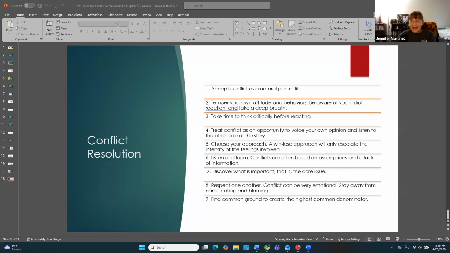So when we look at basic steps for conflict resolution, the first part is to accept conflict as a natural part of life. Everybody has different views, needs, and beliefs. Temper your own attitude and behaviors. Yes, this too. I'm a New Yorker by heart, okay? Born and raised. So this too, we have to be very careful about our initial reaction, right?